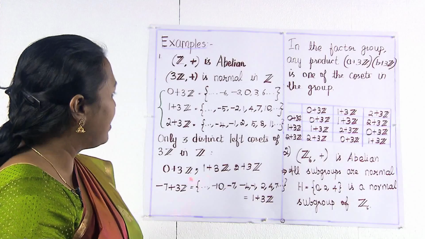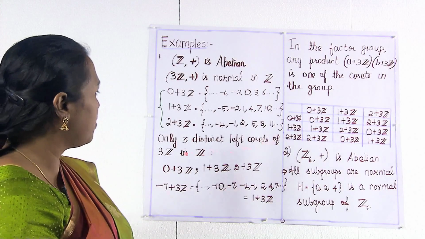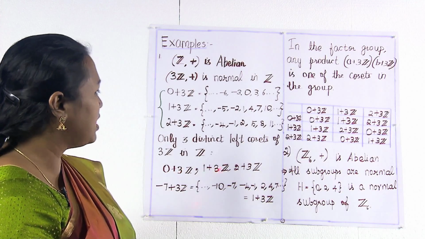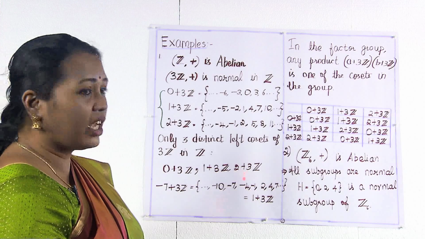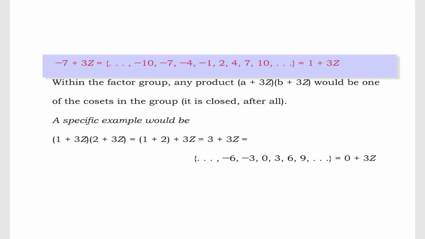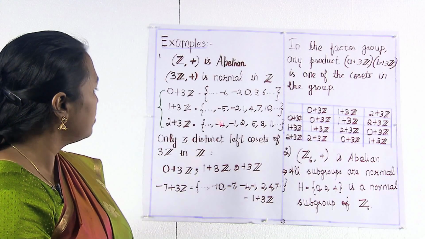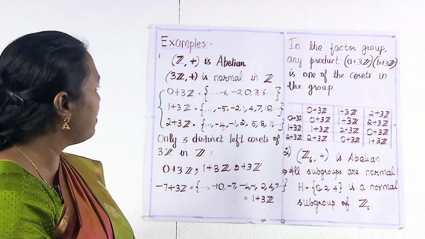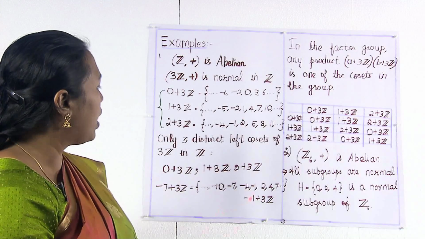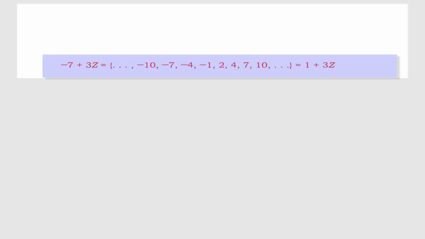We can clearly see that there are only 3 distinct left cosets of 3Z in Z, namely 0 + 3Z, 1 + 3Z and 2 + 3Z. Let's check whether there are any other cosets other than these 3 cosets. Let's check for -7 + 3Z. Clearly, we can see that it is -10, -7, -4, -1, 2, 5, 8, etc., which is similar to 1 + 3Z. Therefore, -7 + 3Z is the same as 1 + 3Z.